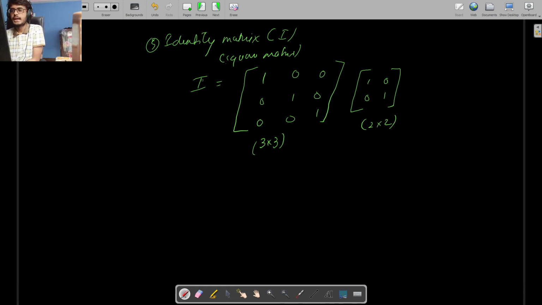So an identity matrix is always square. Its number of rows should always be equal to its number of columns. It's a square matrix whose main diagonal is 1. So this diagonal is always 1 and the remaining elements are always 0. A square matrix whose main diagonal is 1 and every other element is 0 is known as an identity matrix. It's represented by I. So is this clear, or do I need to explain it again?